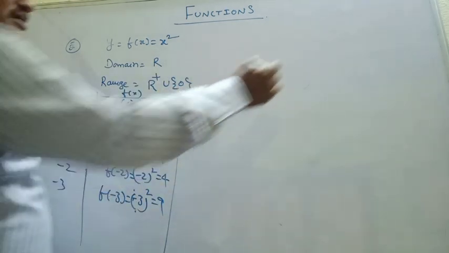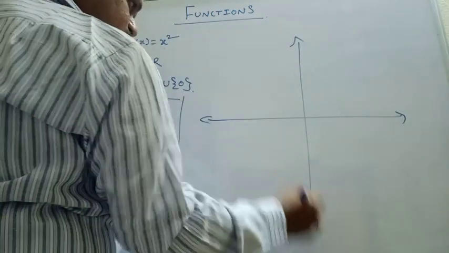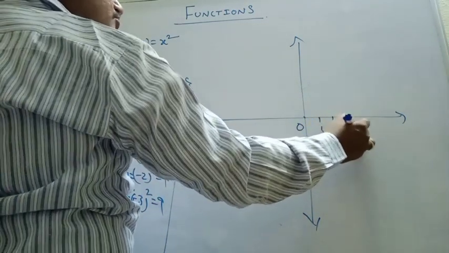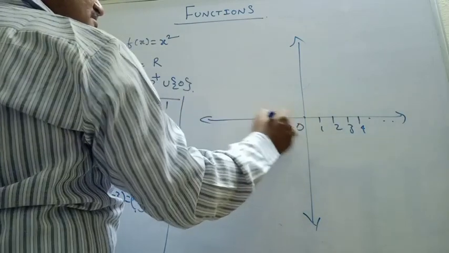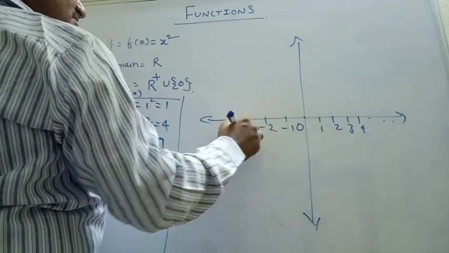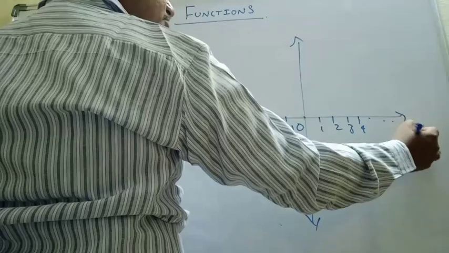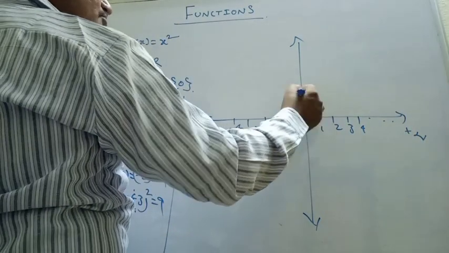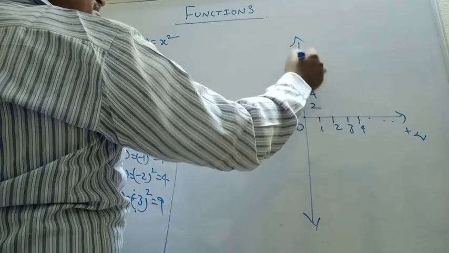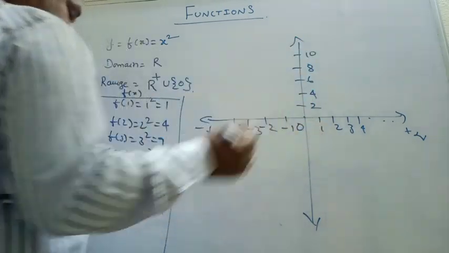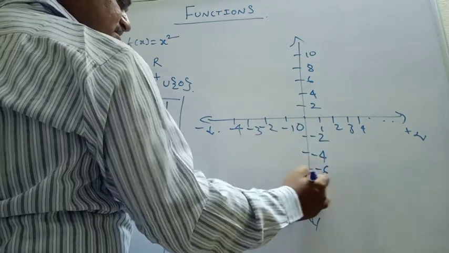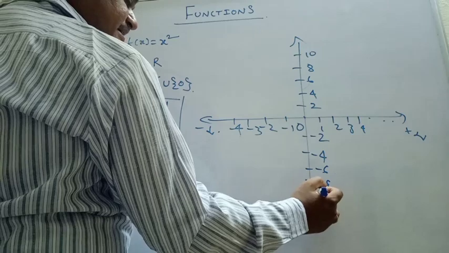And how you will draw the graph is very simple. Suppose you take here 0, 1, 2, 3, 4, and so on, and this is -1, -2, -3, -4, from minus infinity to plus infinity. Because these values are larger, let us take something like 2, 4, 6, 8, 10 like this. Here also, if you take -2, -4, -6, -8, -10 like this.